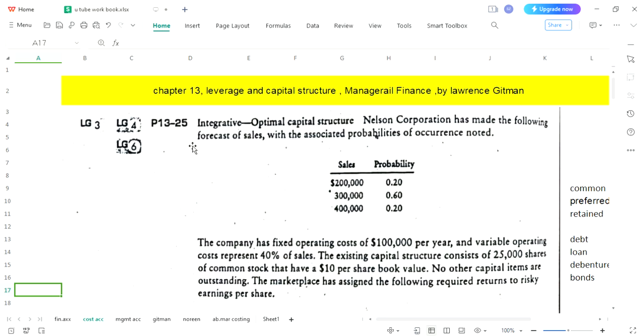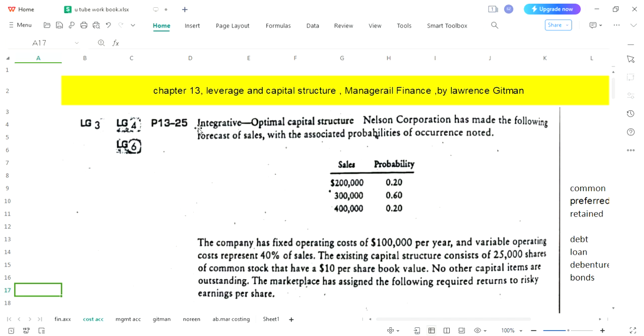Today's target is to see question number 13.25. I'm just reminding you that half of this question was solved in the previous part, 13.25A. We are actually related with leverage and capital structure. 24 questions have been solved, related to Lawrence Gitman's book on managerial finance.